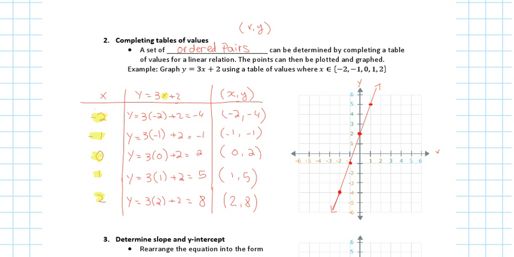Now, you can pick any x values. In this case, they told me what x values to pick. You can actually pick any x values that you want. These are the easier ones, okay? -2, -1, 0, 1, and 2. These are the easier ones, but you can pick any x values.